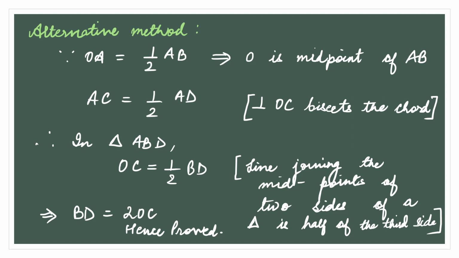AC is equal to half of AD. So if AC is equal to half of AD, therefore OC bisects the chord. Understood? So OC is equal to half of BD, because the line joining the midpoints is the explanation for this, and therefore this will be proved in just 3 steps.